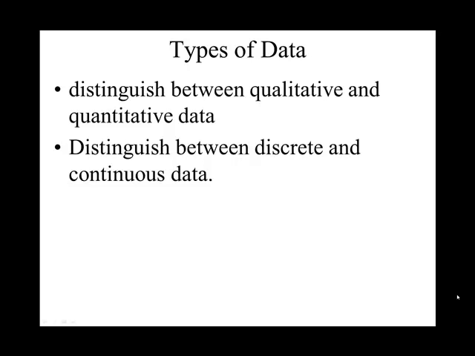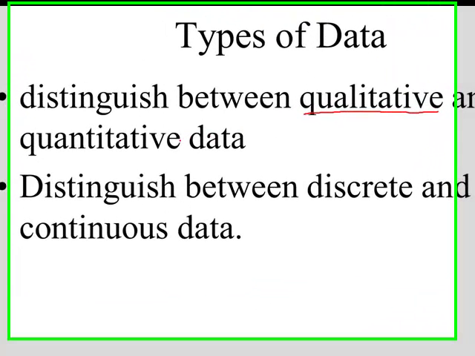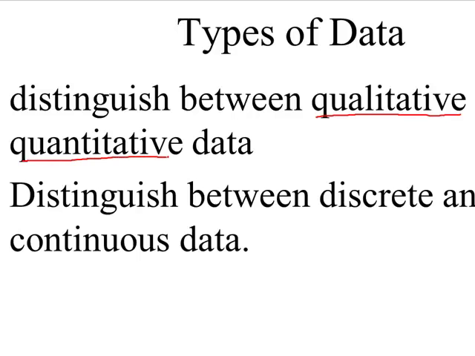Now turn to talk about types of data. Our objectives here are, again, largely in the nature of vocabulary. It's knowing what qualitative data is versus what quantitative data is. And then among the quantitative data, you want to be able to distinguish between discrete data and continuous data.